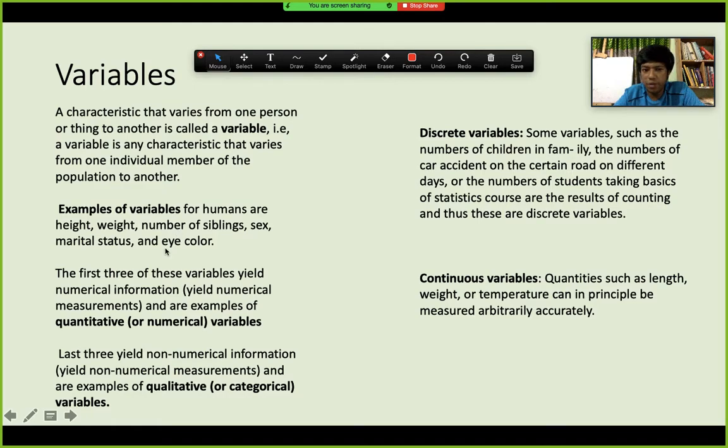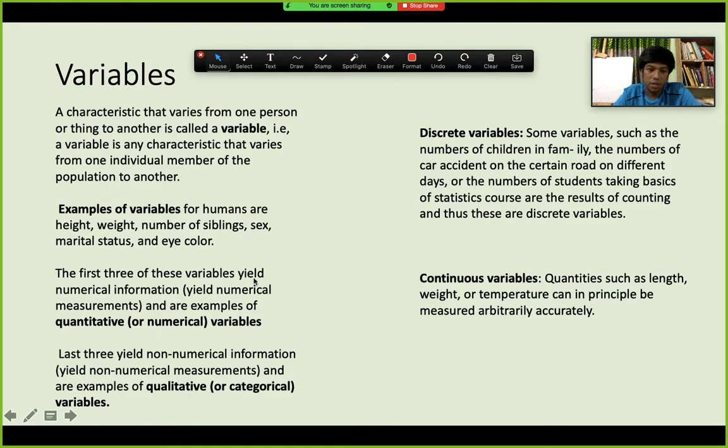And variables can be of two types. One is quantitative, another one is qualitative. Quantitative means they are numerical. The answers are numerical. Height: 5 feet 5, 5 feet 10, or 6 feet, or only 5 feet. Weight, let's say 100 kilograms, 80 kilograms, 60 kilograms, 70 kilograms. The answers are numerical. That's why these are quantitative or numerical data.